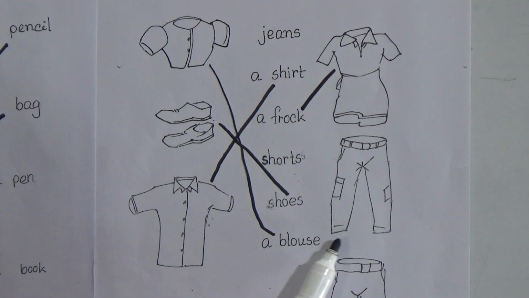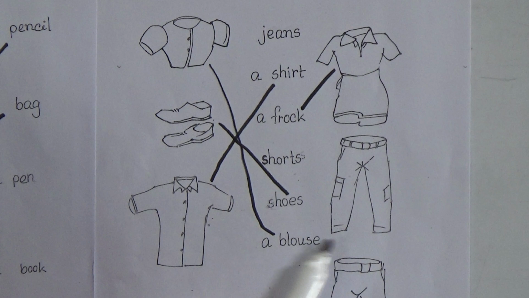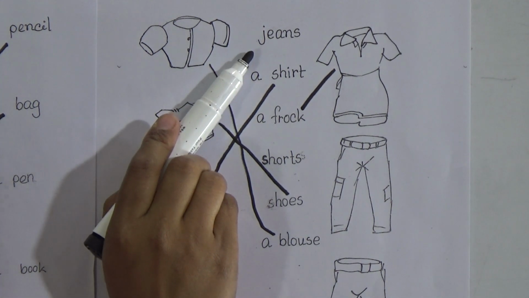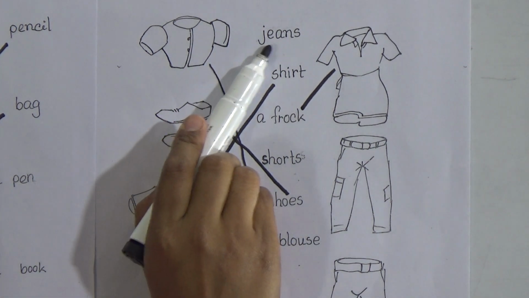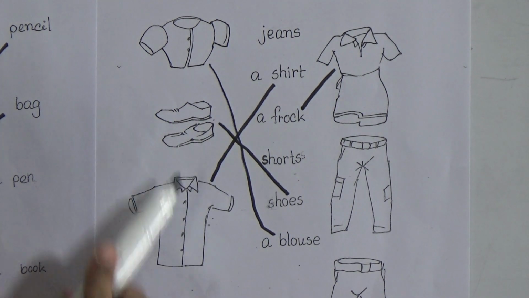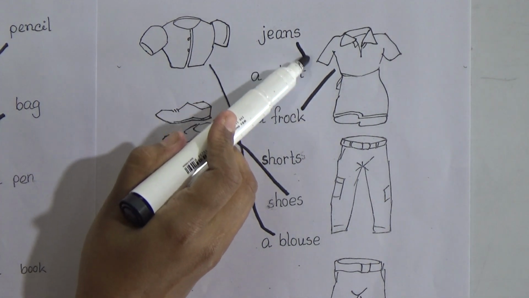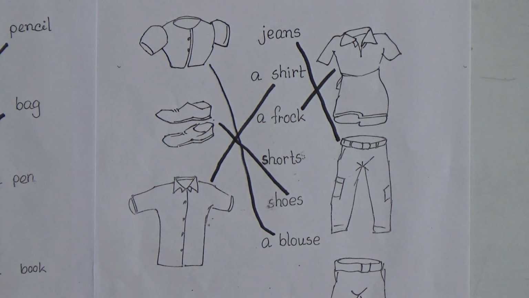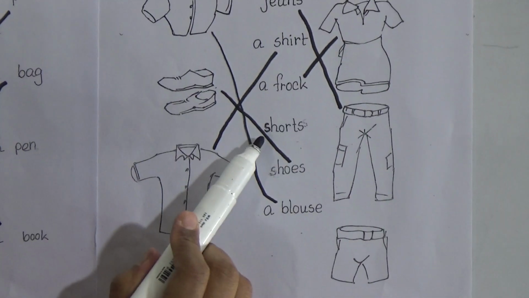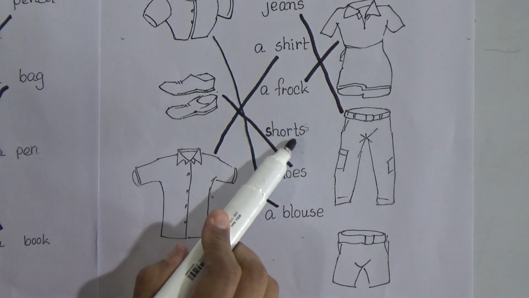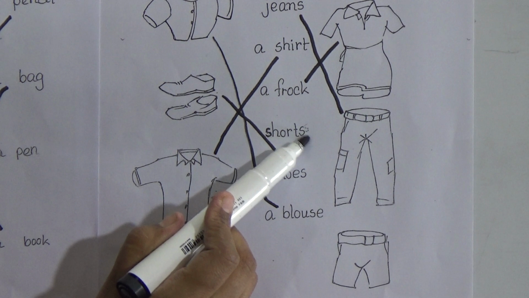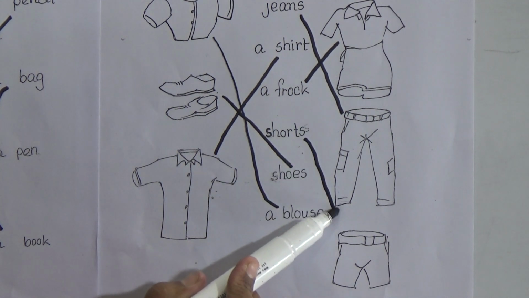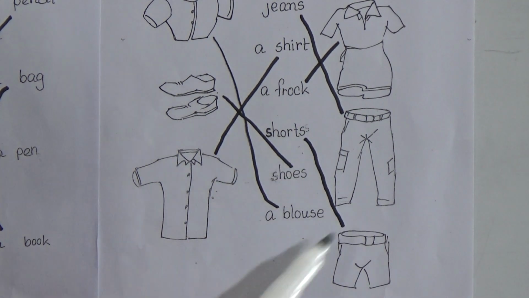Now the next one, what is this? This is the picture of jeans. So where is jeans here? At the top of the page. J-E-A-N-S. This is jeans. So we have to match the word with the picture. Now the next one, what is this? This is the picture of shorts, and shorts is here. S-H-O-R-T-S, shorts. So we have to match the word with the pictures.